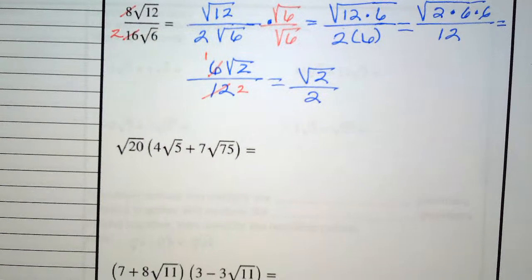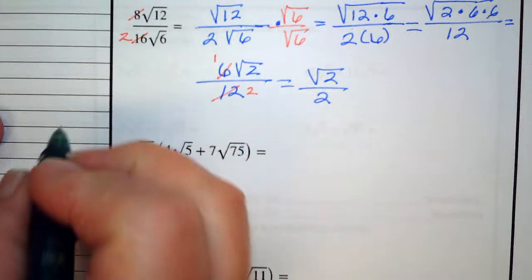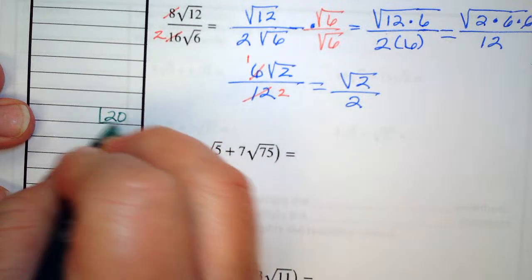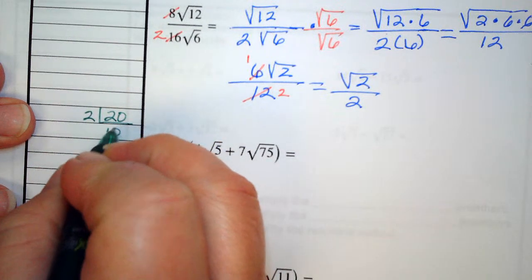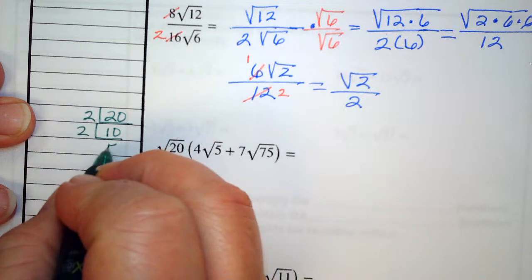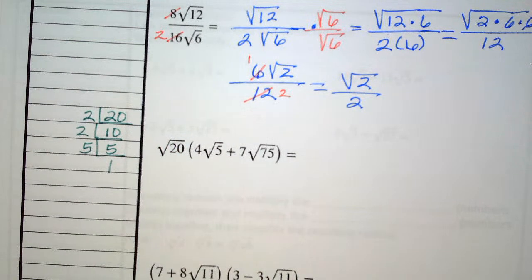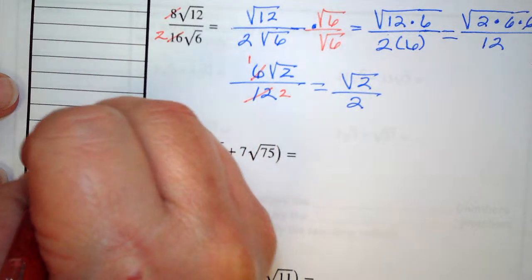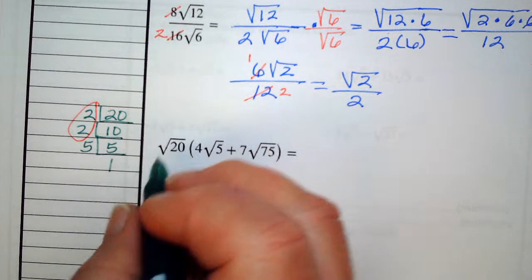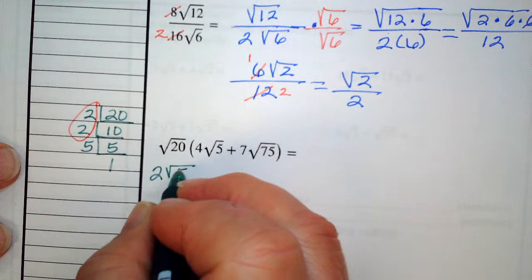Oh, what a mess, what a mess. All those square roots, and 2 of the 3 are not simplified. So let's simplify the square root of 20 first. We know that 20 is divisible by 2. I get 10. Divide by 2, I get 5. Divide by 5, I get 1. So the square root of 20 has a pair of 2's. And this is 2 square root of 5.